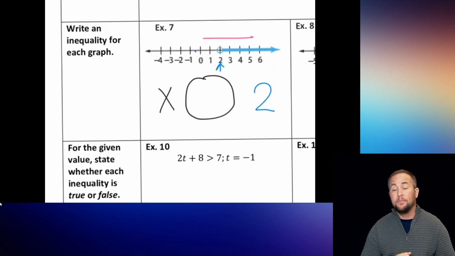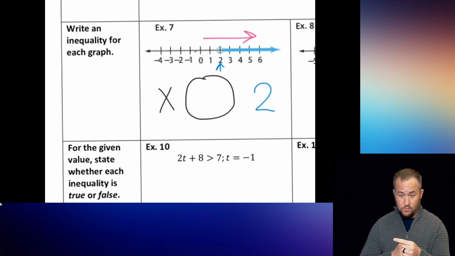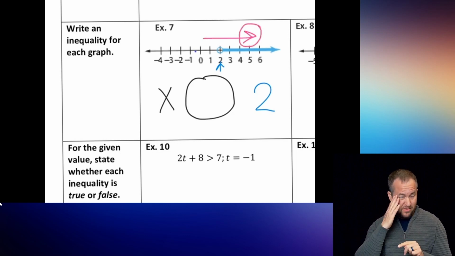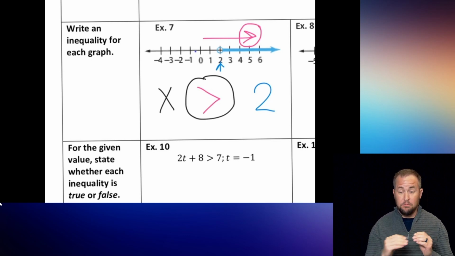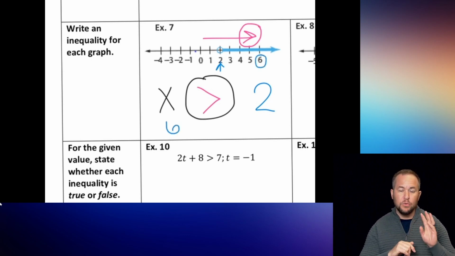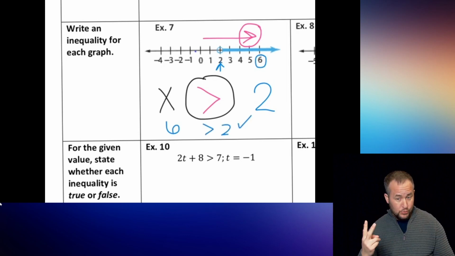Now we just have to determine which direction I want to go. Because I'm going in this direction, I know it is going to be an open inequality sign pointing to the x, and then I can also plug that in. I know 6 is a solution. So if I replace x with 6, 6 is greater than 2, it checks out.